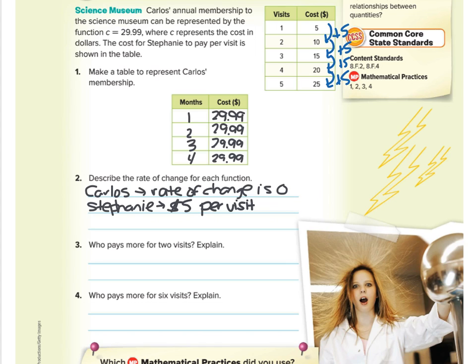Now, who pays more for 2 visits? Well, Carlos for 2 visits, that cost is going to be $29.99, as we can see from the table. For Stephanie, for 2 visits, she's only paying $10. So, Carlos.